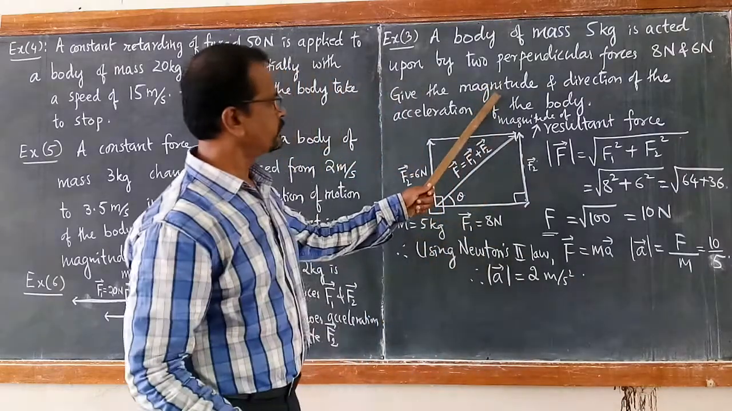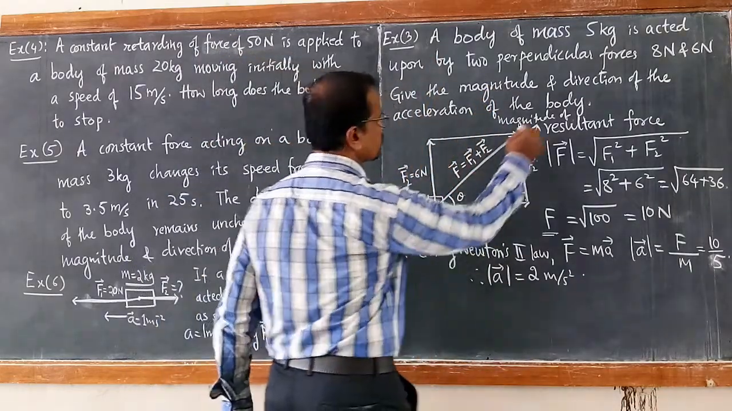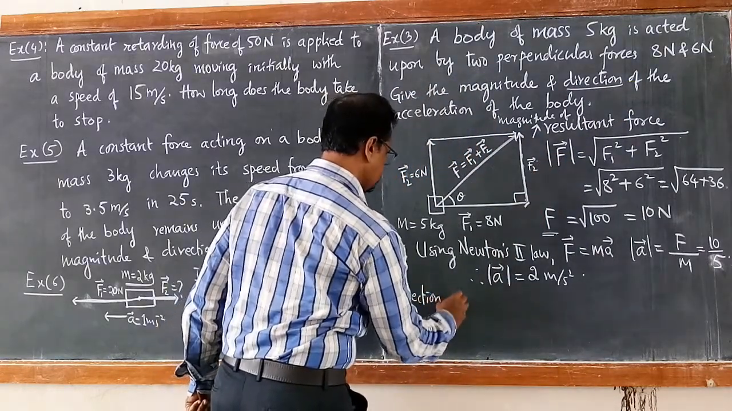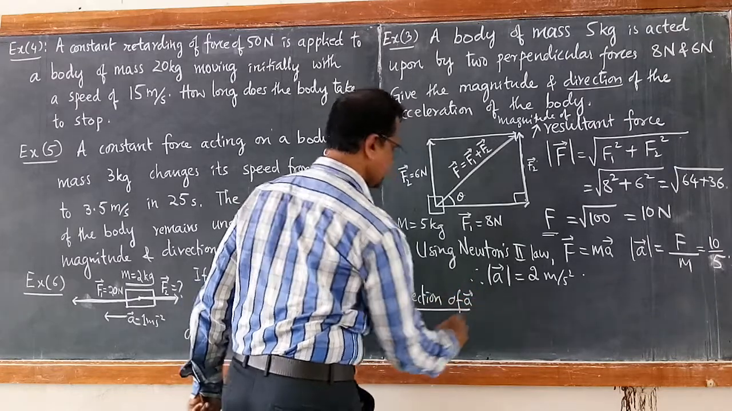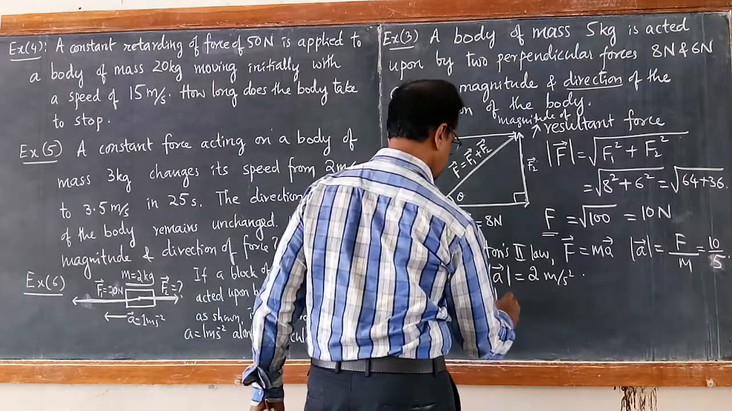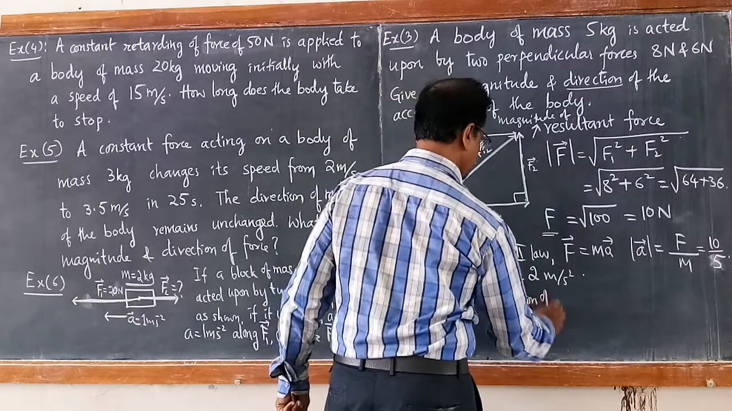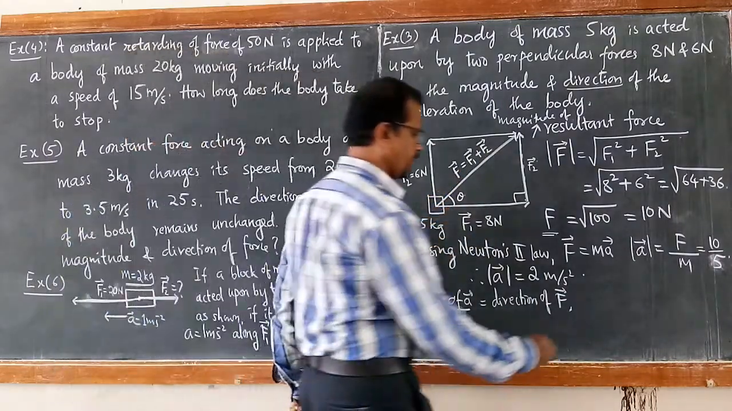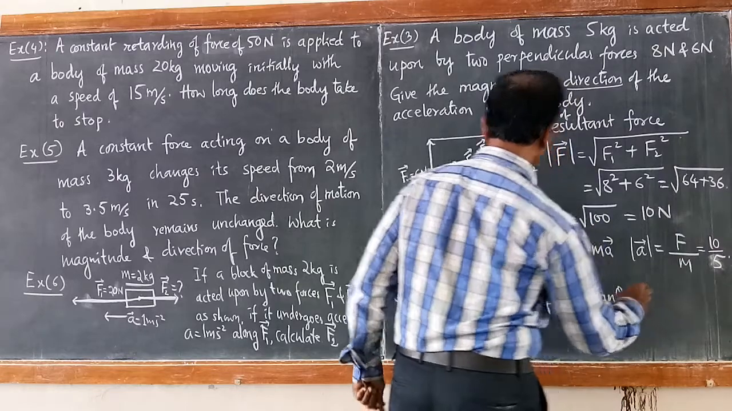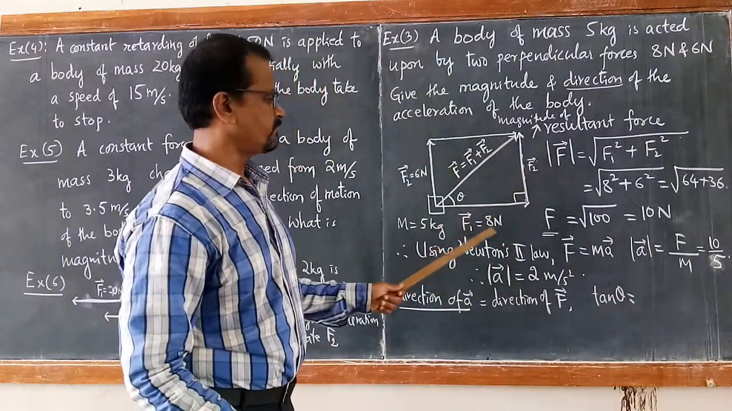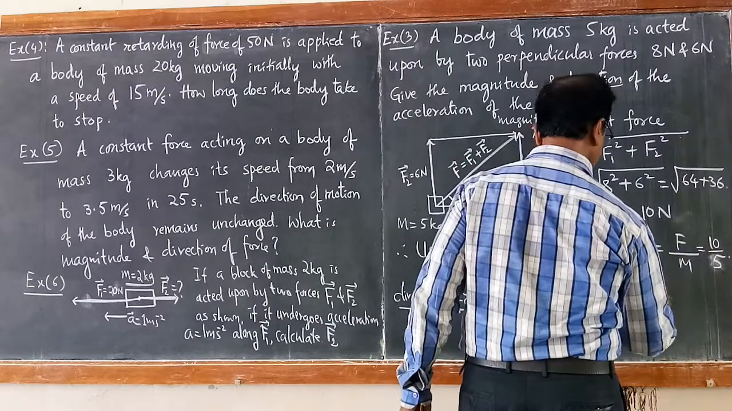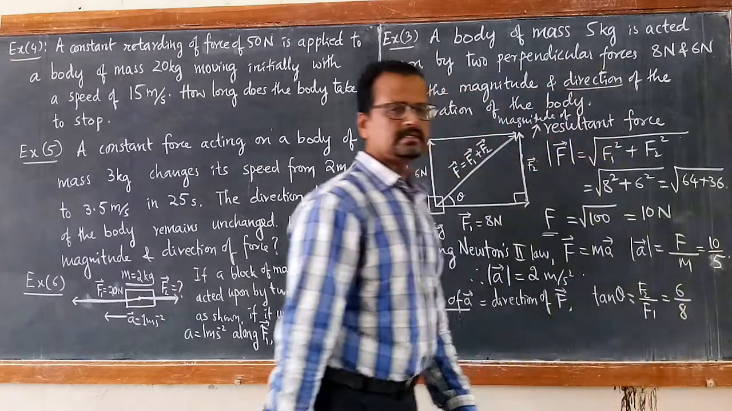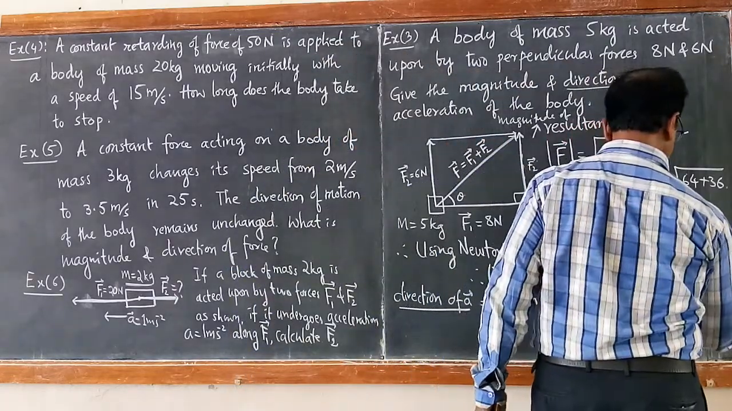Now the first part is over, magnitude is calculated. Second part, calculation of direction. So direction of a is the same as direction of resultant vector F. Therefore, directly I can find tan theta. Tan theta is equal to, you see, F2 by F1, magnitude of F2 by magnitude of F1. So that becomes 6 by 8, which is 3 by 4.